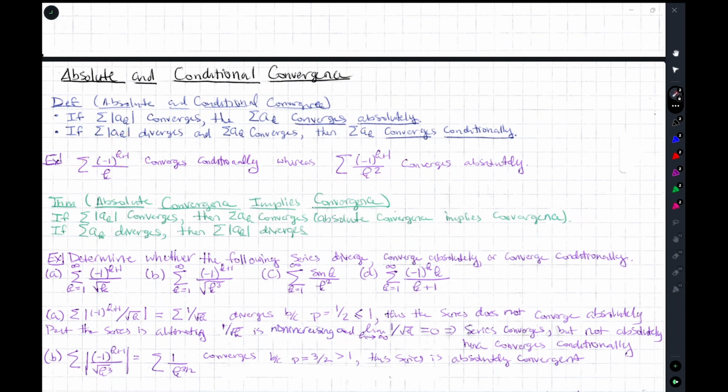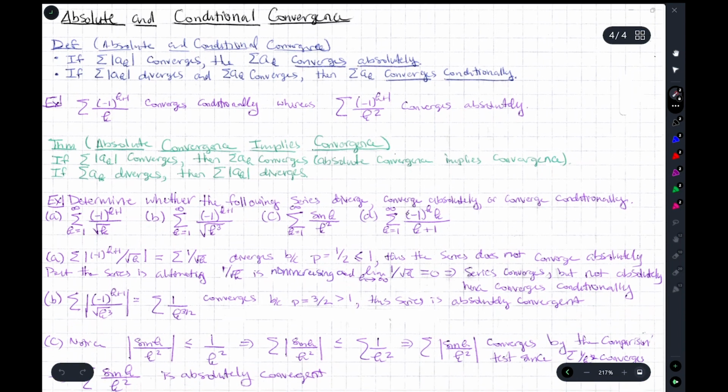Okay, and on the other hand, if a series diverges when it's easy, well, you better believe that it's going to diverge when it's hard. Okay, and so that's what that's telling you. So determine whether the following series diverge, converge absolutely or converge conditionally. So let's take a look at this.